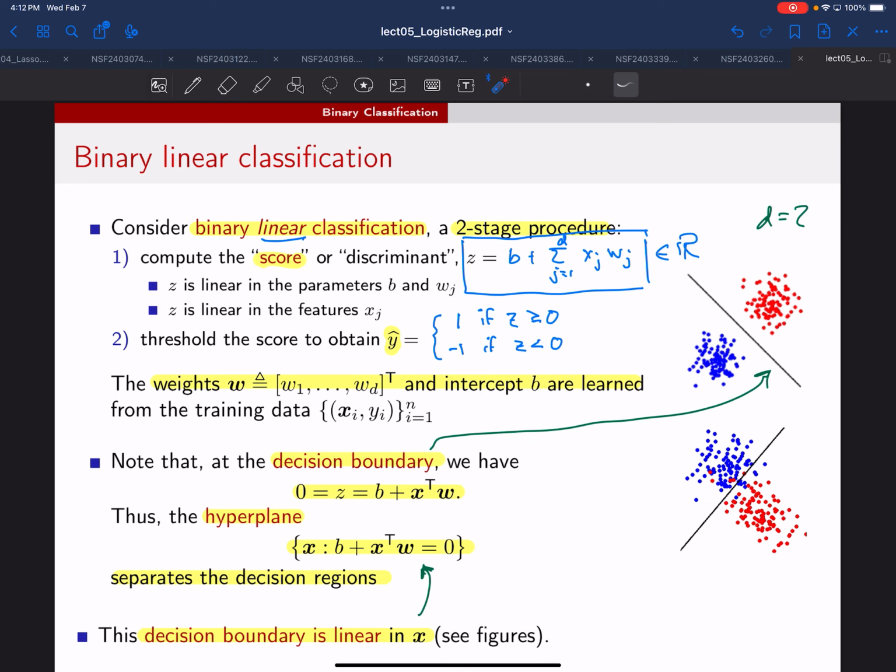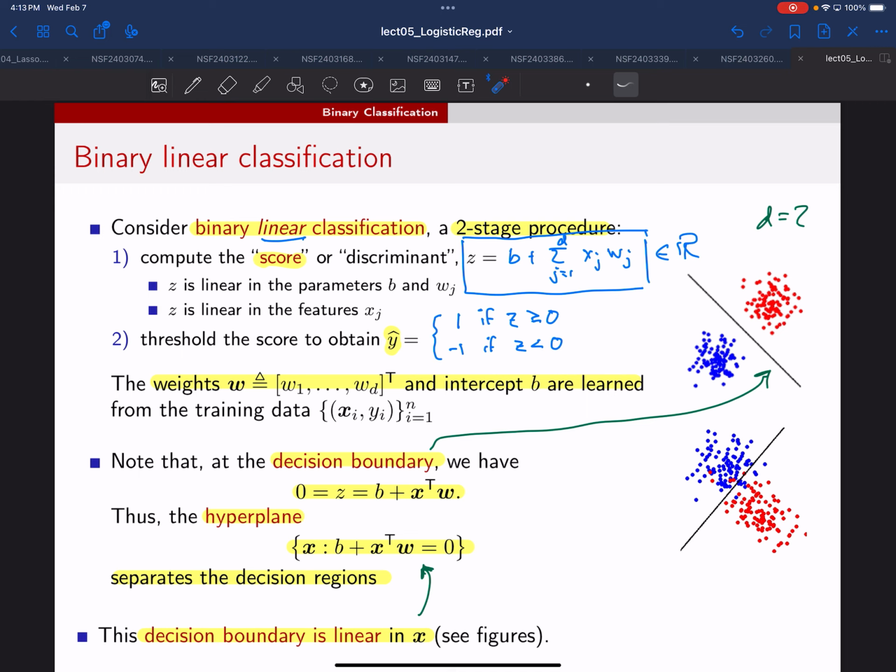This linear classification procedure works in 2 stages. The first stage looks exactly like linear regression from previous units that we've studied. We changed the notation. Instead of betas, we're using B and W, but essentially these are just linear weights. We have our features here, and the output of this, we're calling it Z. This is a real number. This is not the final output of our model. It's what we call the score.